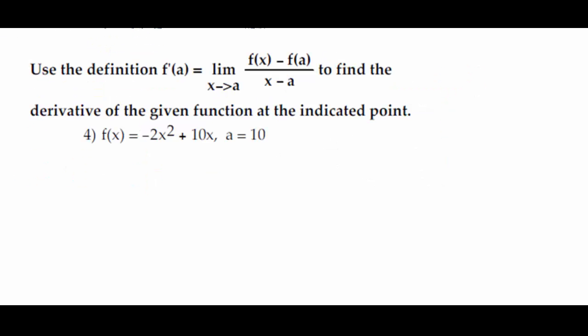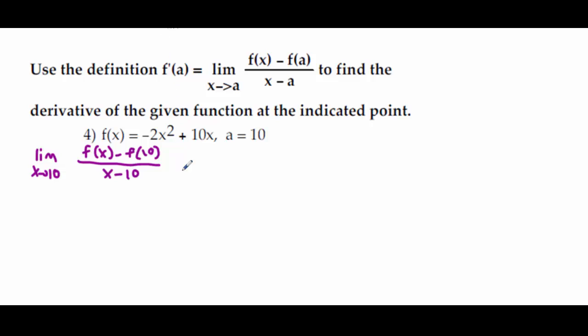Now we're going to switch to the other definition, the definition that is actually easier to use most of the time, but it just kind of depends on our factoring skills in reality. So I have a value for a that is 10, and I'm going to plug that into my formula everywhere I see a. So the limit as x goes to 10 of f of x minus f of 10 over x minus 10.